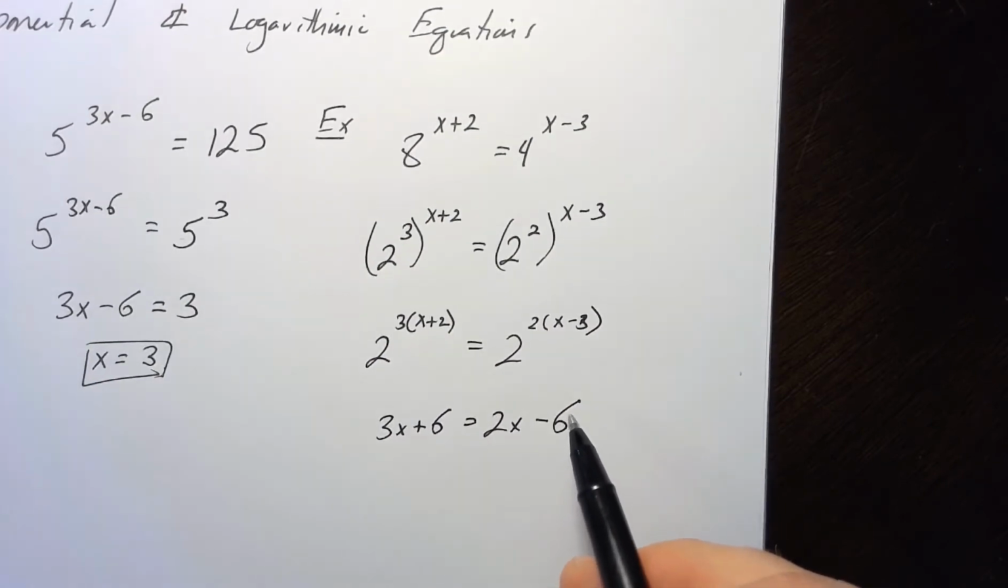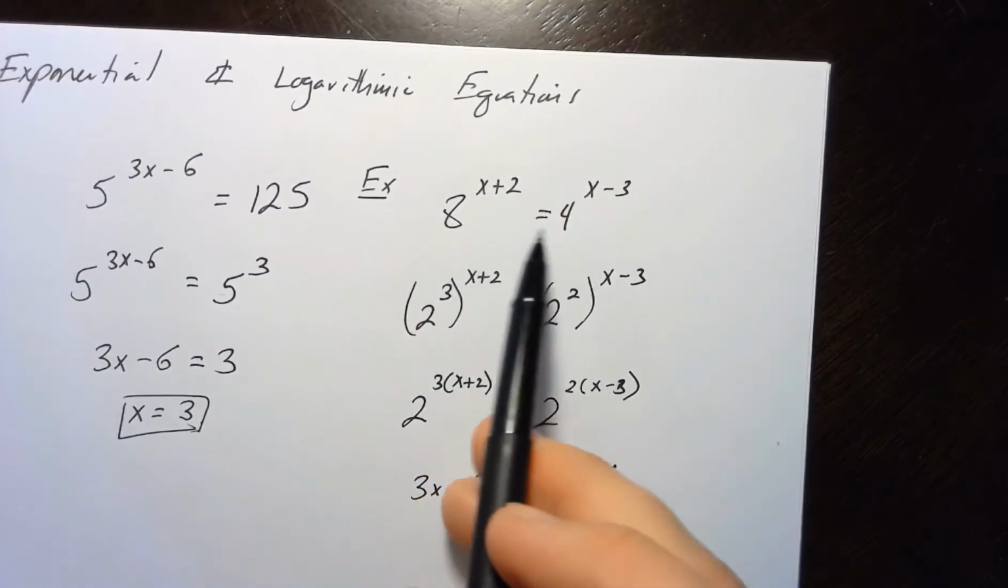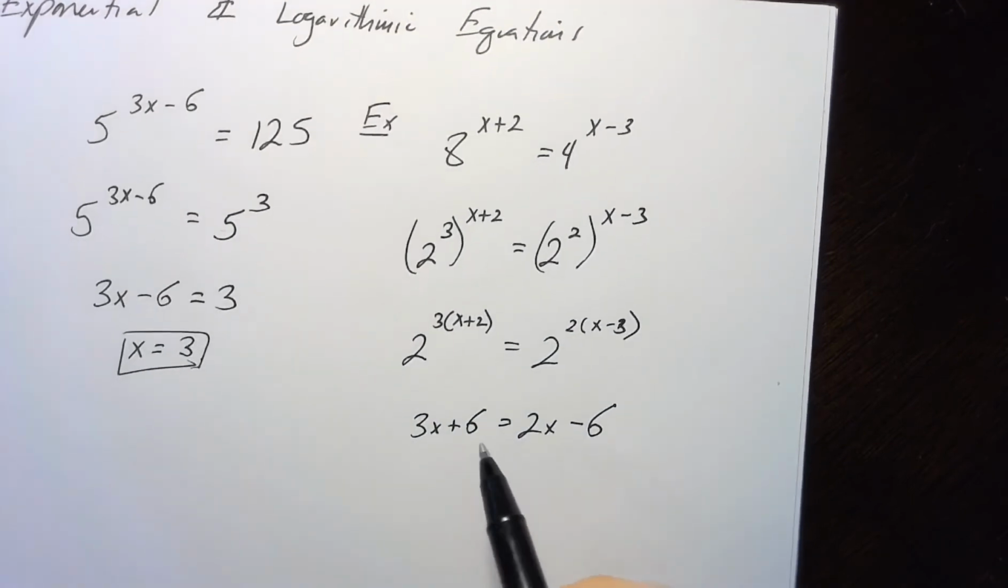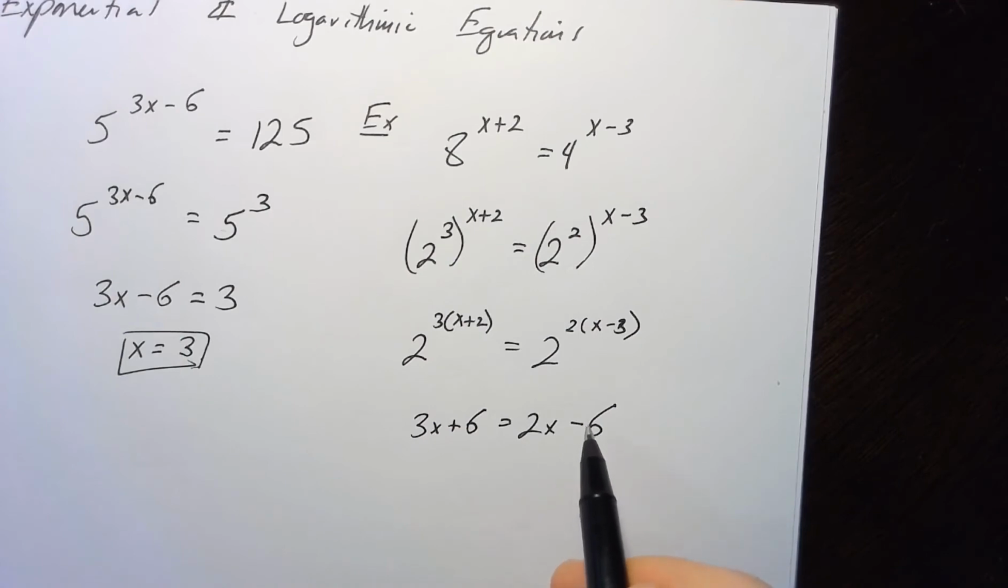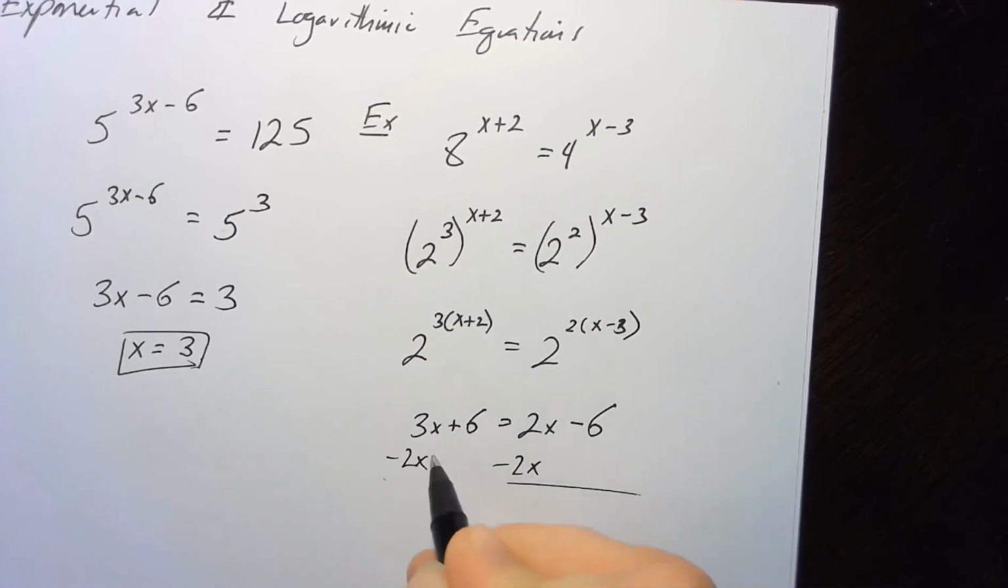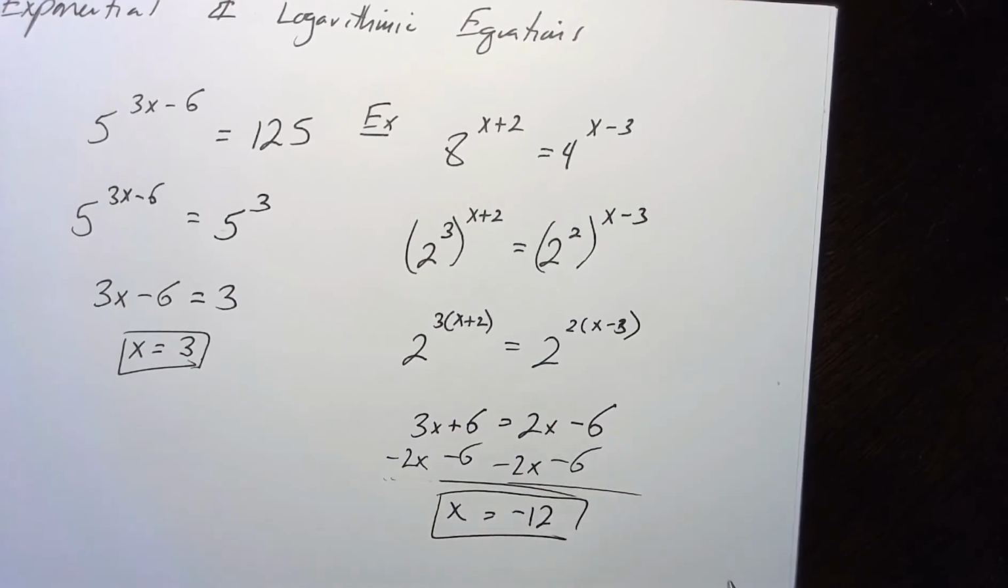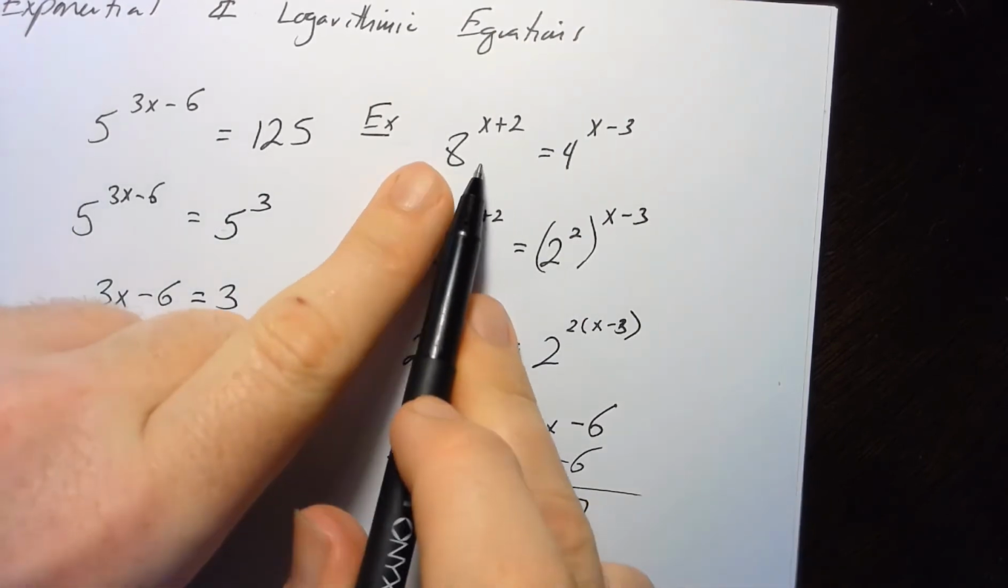Notice how most types of new functions we manipulate have a specific process that we use to start, and then in the end it breaks down to either a linear, a quadratic, or a basic polynomial. So in this case, I'm going to subtract the 2x from both sides because I like my x's to be positive, which means I'm going to subtract the 6 from both sides, giving me negative 12 on this side, giving me a positive x on this side, and therefore x should be equal to negative 12.